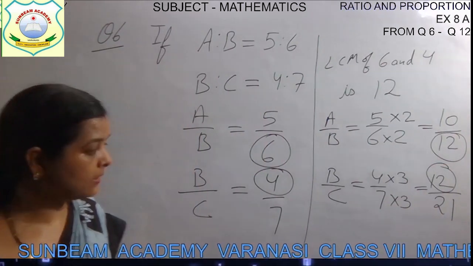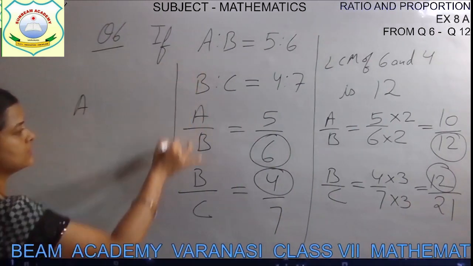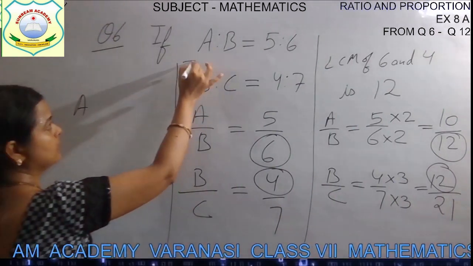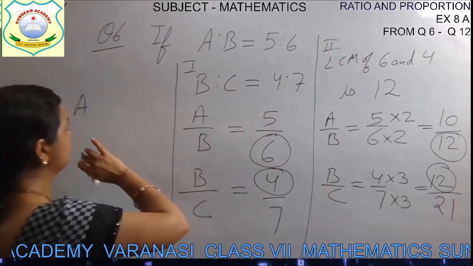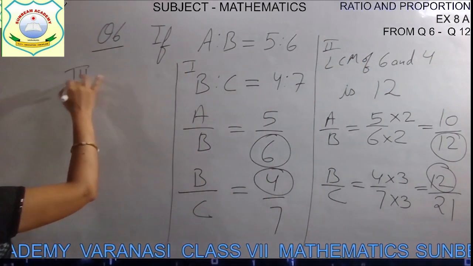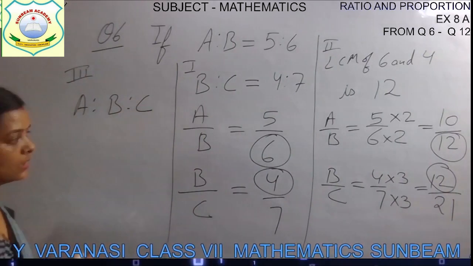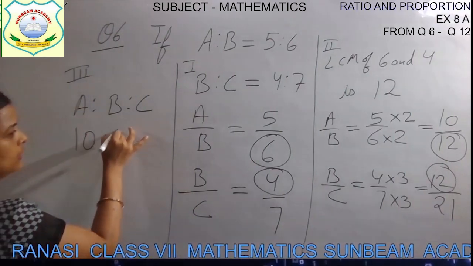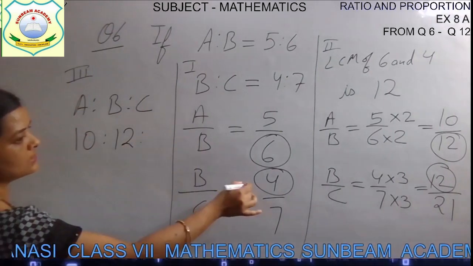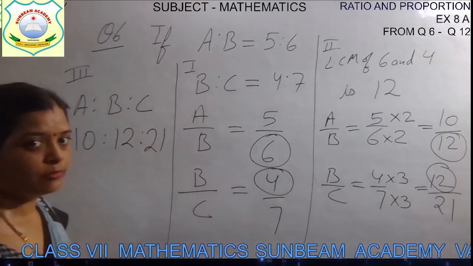So what can we write in the place of A? This is the next part, children. This is the first part, this is now the second part, and after this the third part: A is to B is to C, children. What can we write A as? A is now 10, B is 12 and C is now 21. Okay. So this is the final answer.